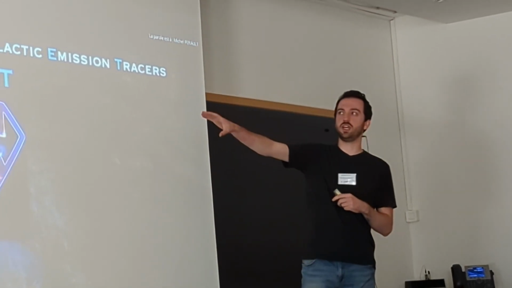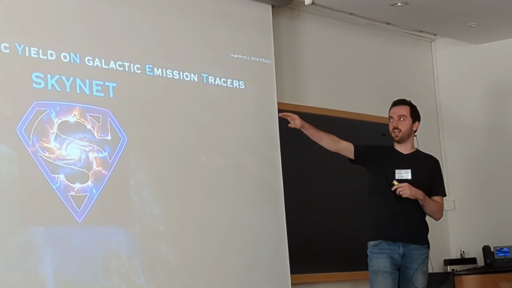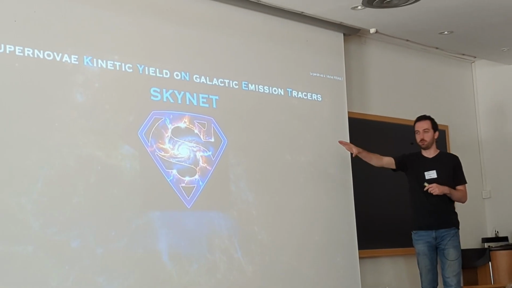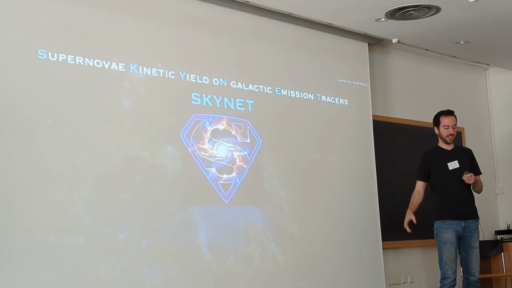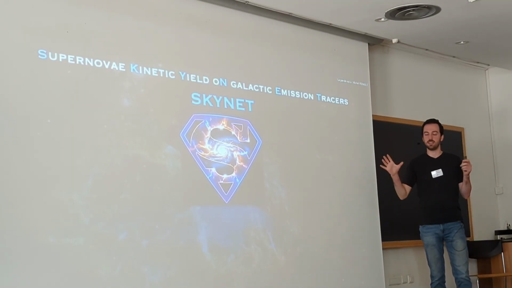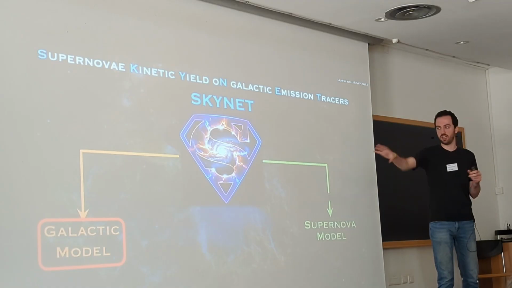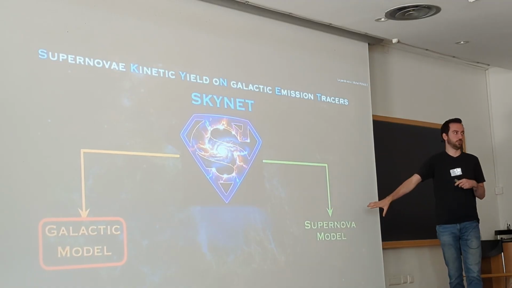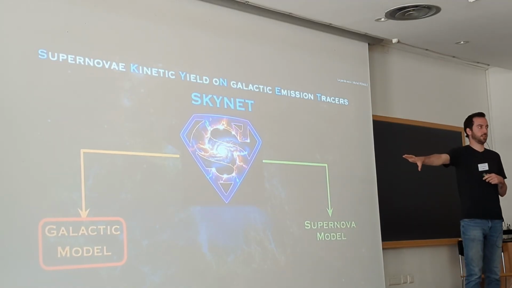Okay, so my model is named Skynet, for Supernova Kinetic Yield on Galactic Emission Tracer. You may recognize the logo. In this model there are two submodels, a galactic model and a supernova model. So let's first introduce the galactic model.